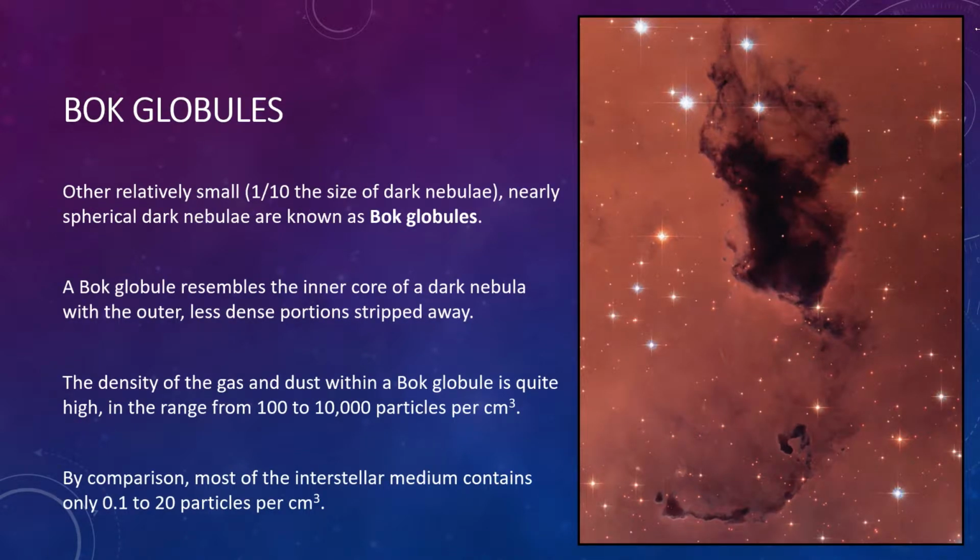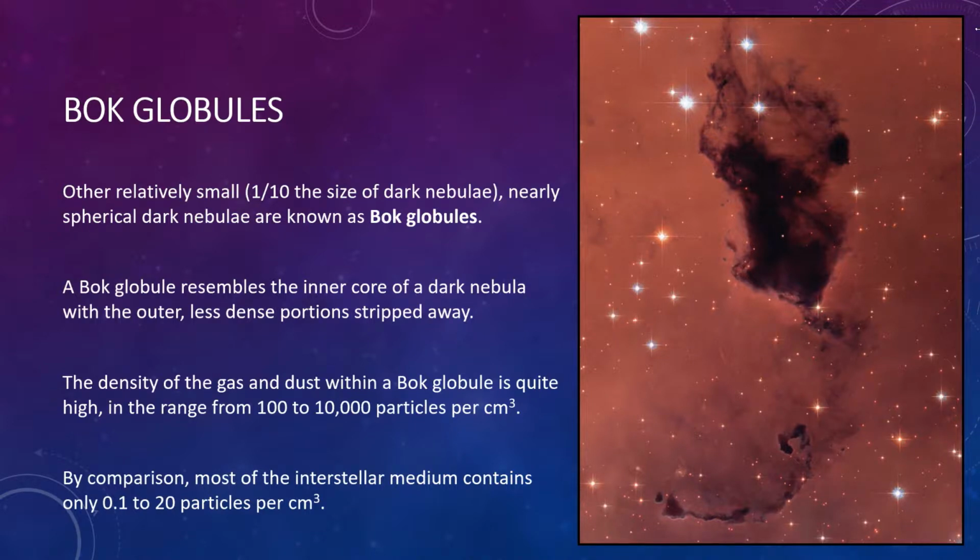Other relatively small, nearly spherical dark nebulae are known as Bok globules, after the Dutch-American astronomer Bart Bok, who first called attention to them in the 1940s. A Bok globule resembles the inner core of a dark nebula, with the outer, less dense portions stripped away. A typical Bok globule is about 1/10 as large as a dark nebula.